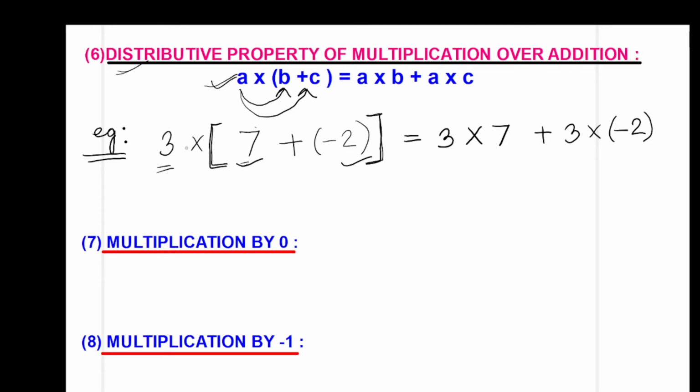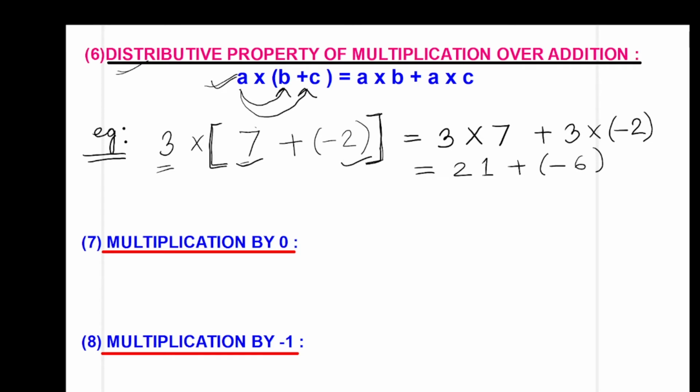This bracket indicates that 3 is multiplied with both the numbers. Okay, and suppose if this multiplication symbol is not given, then also you have to understand that 3 is multiplied with both the terms. Okay, then what will be the answer? 3 sevens are 21 plus 3 into minus 2, it will be minus 6.